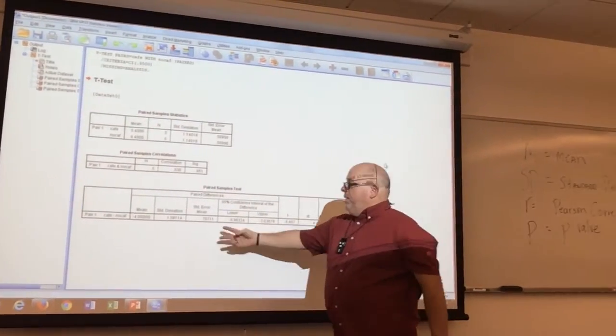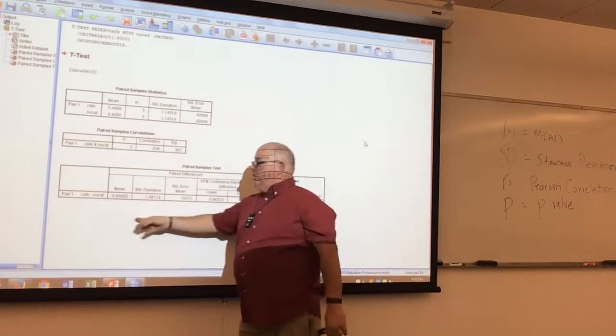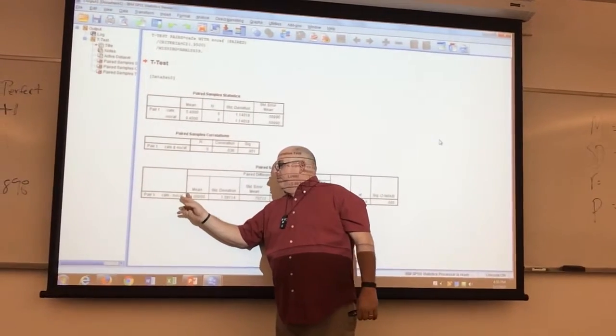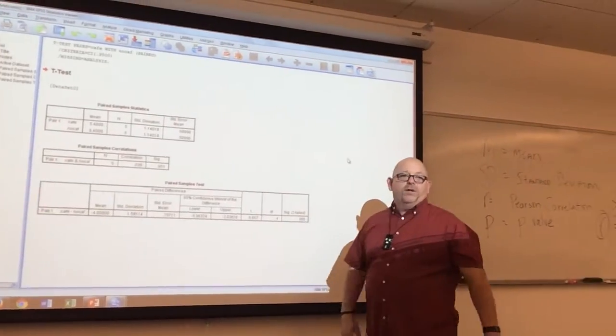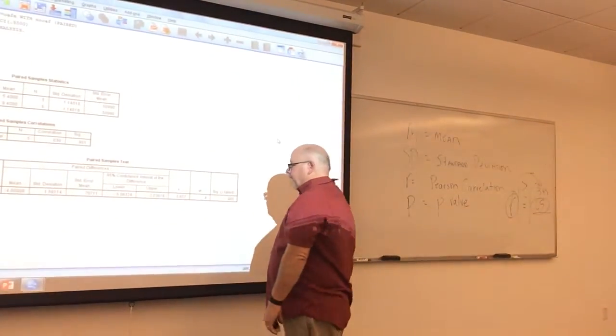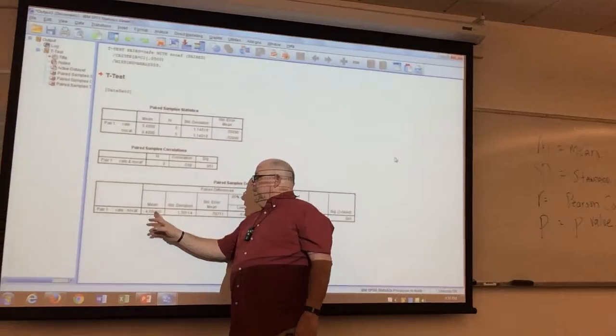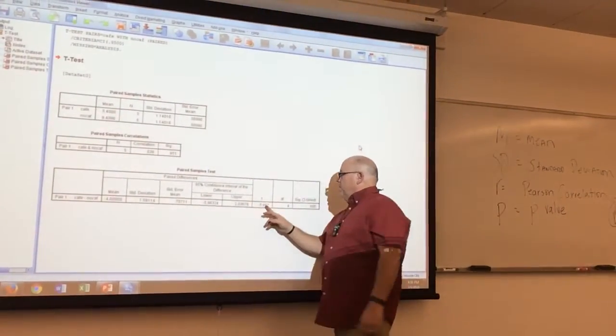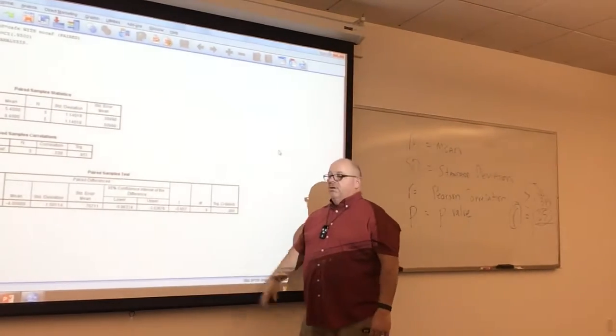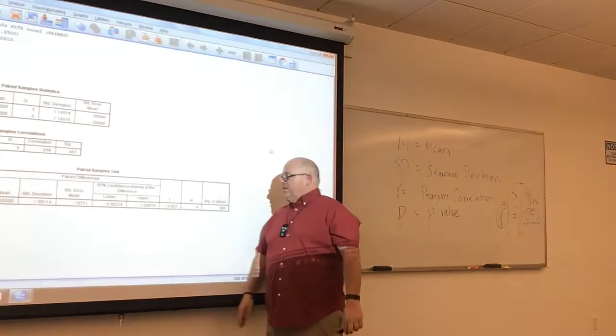Down here you have the actual paired sample t-test, and you'll see where it says pair 1 caffeine versus no caffeine. Then you have this long line of numbers. You have the mean, the standard deviation. We're not going to worry about these 3. Then we go to the t-value, the df, and the significance.